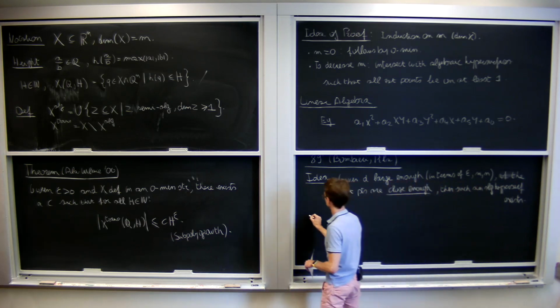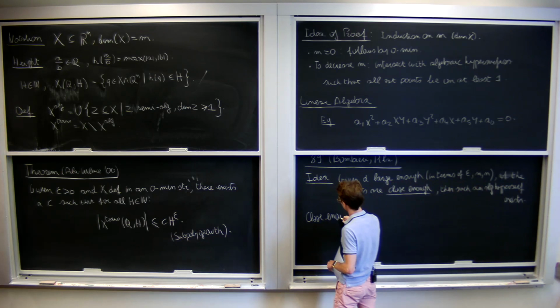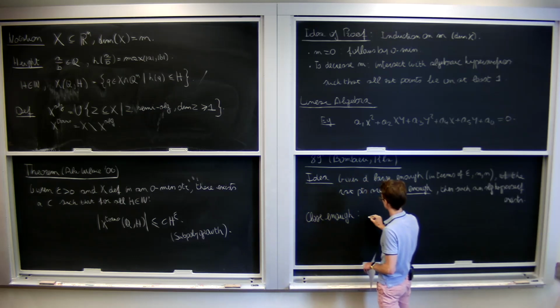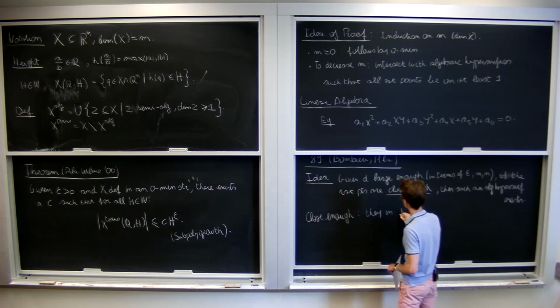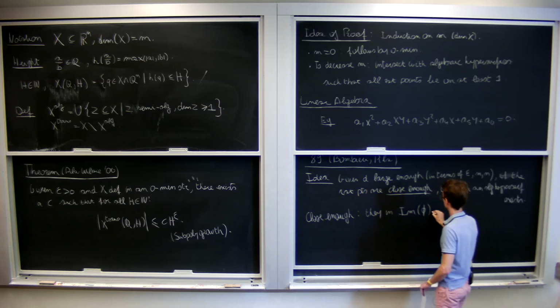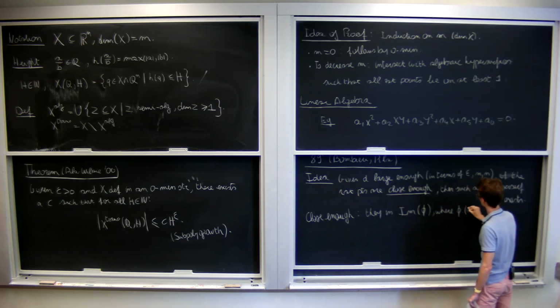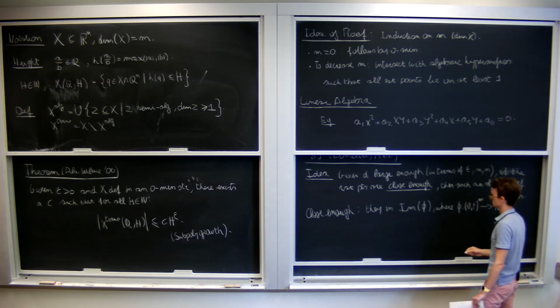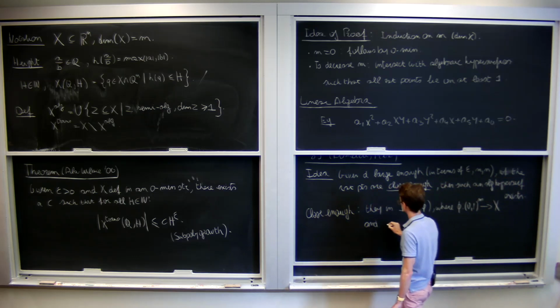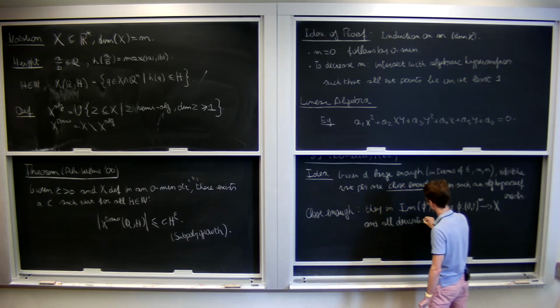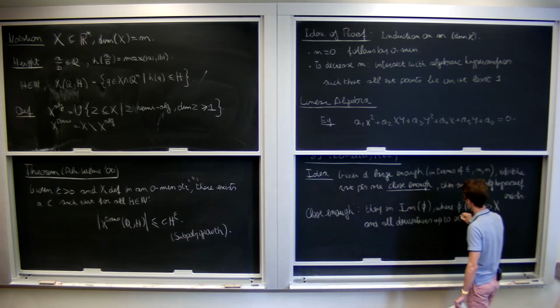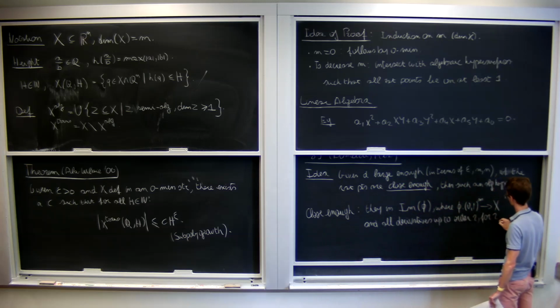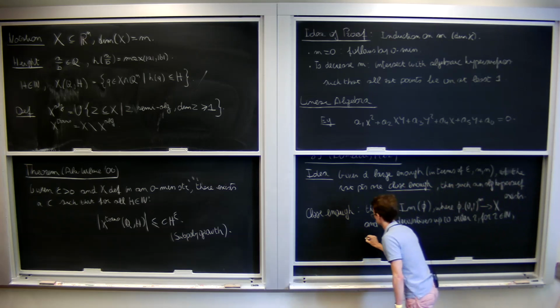So close enough, and there might be a weird way to write it, but that means they lie in the image of a certain map phi, where phi is a map from the unit cube to X. Let's see, and all derivatives up to order r, for some r, are bounded by 1 in absolute value.